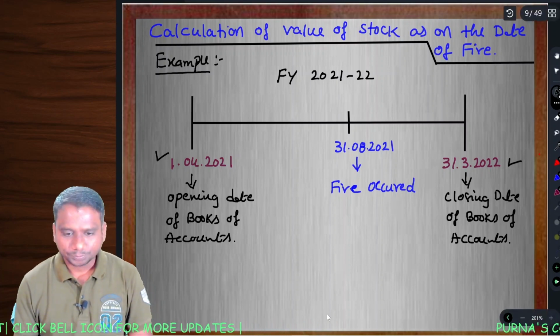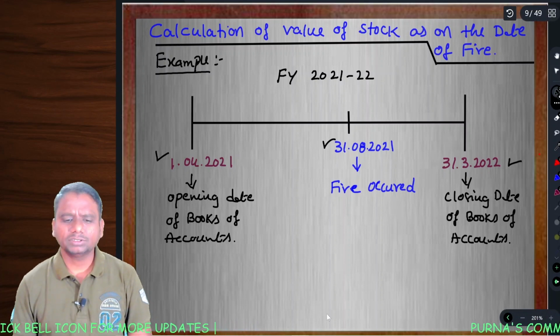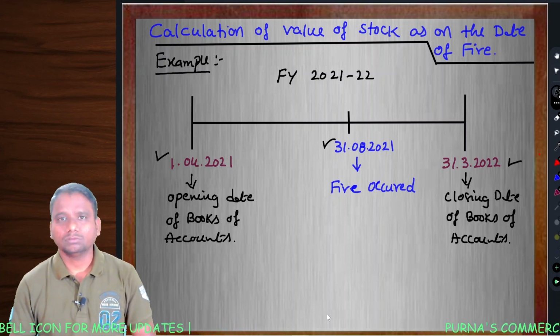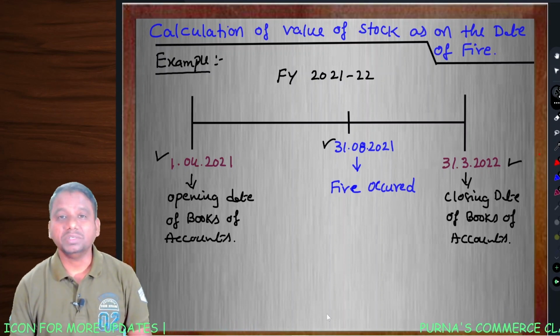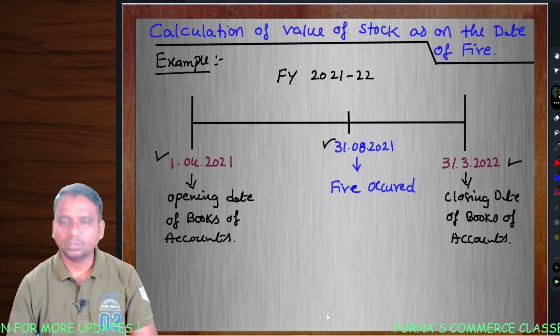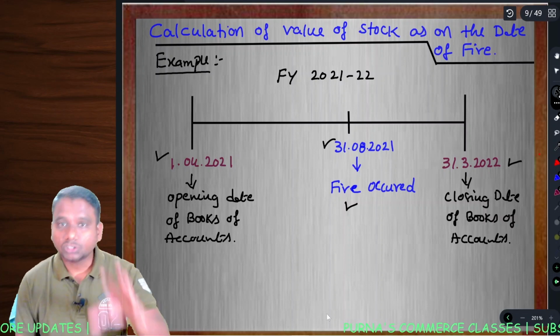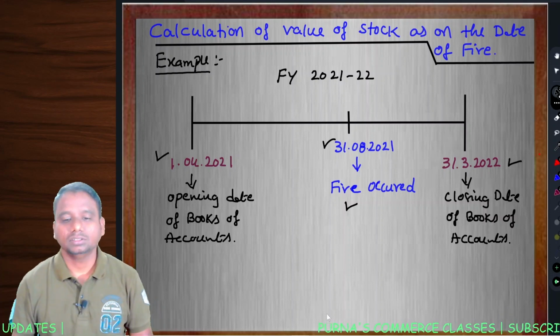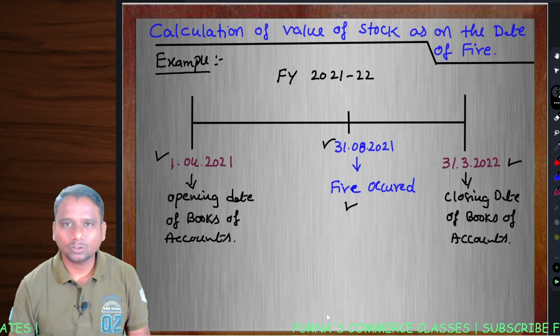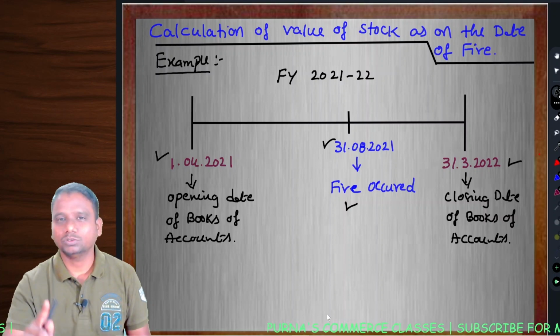Now assume as on 31st August 2021, fire occurred in our business premises. Okay, right. Now we should calculate the stock on the date of fire. Yes or no? 31st August 2021.